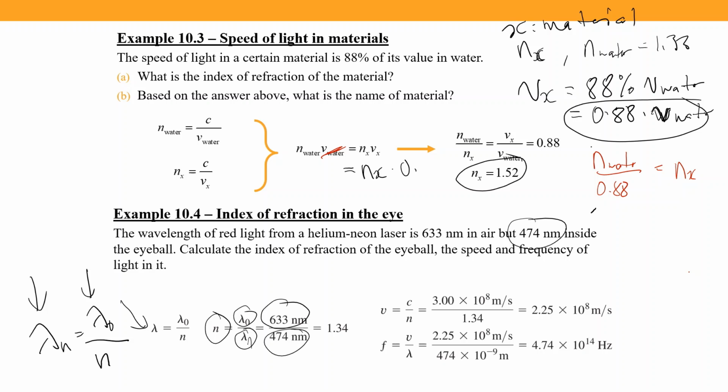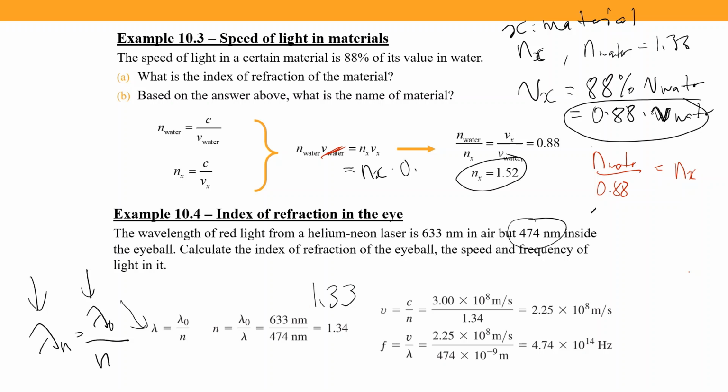So if you do this calculation, 633 divided by 474, you will get your answer as 1.34. So this is the index of refraction inside your eye. This is close to water, right? Water is 1.33. Since our body is mostly made up of water, especially your eyeball, there's loads of water in it. So that's why we get an answer close to water.